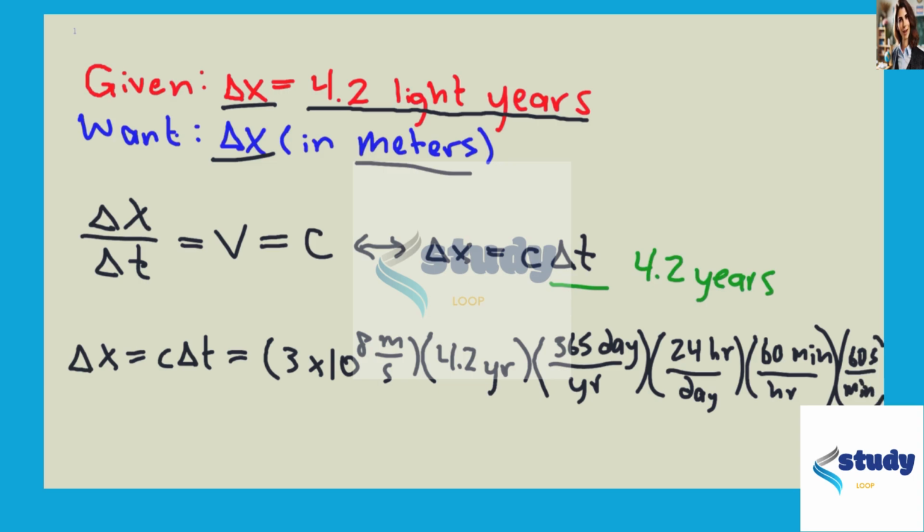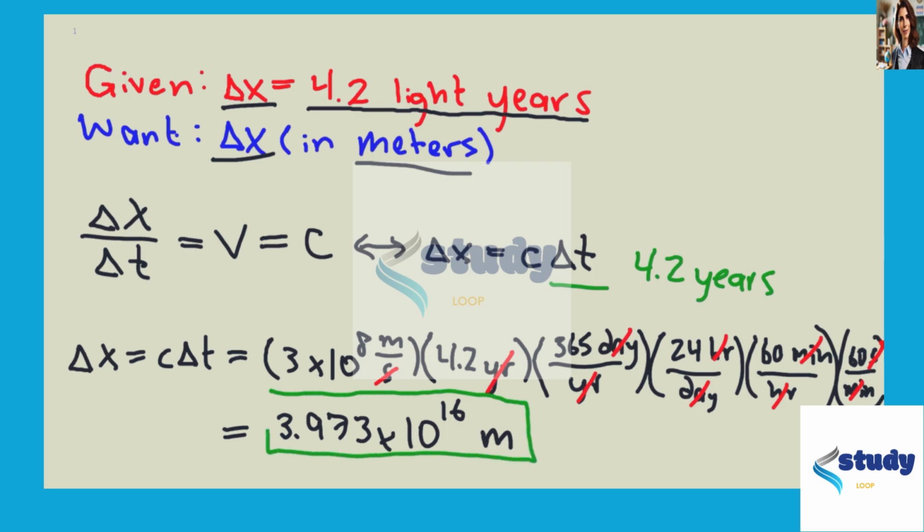So if we follow our units here, you'll see that our years cancel out, days cancel out, hours cancel out, minutes cancel out, and then these seconds cancel out. So what we're left with, if we plug this into a calculator, is delta x equals 3.973 times 10 to the power of 16 meters. And that's your answer.